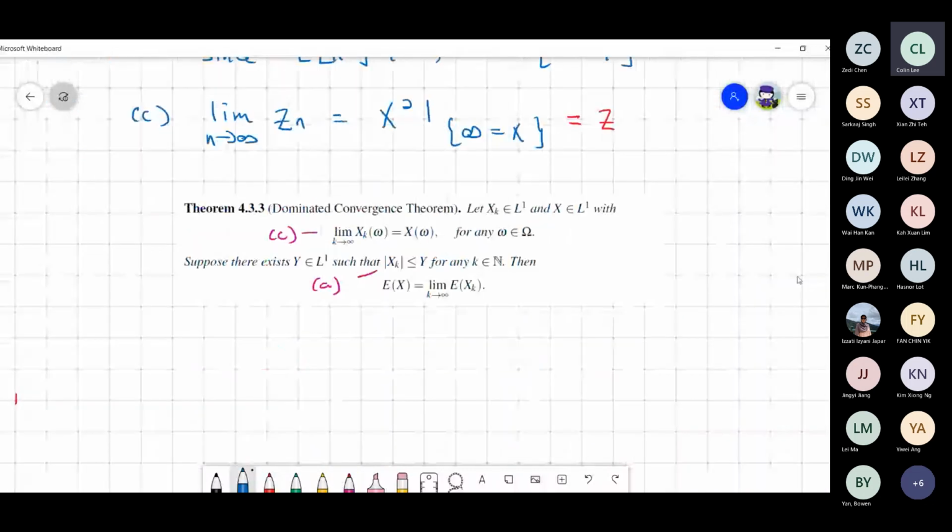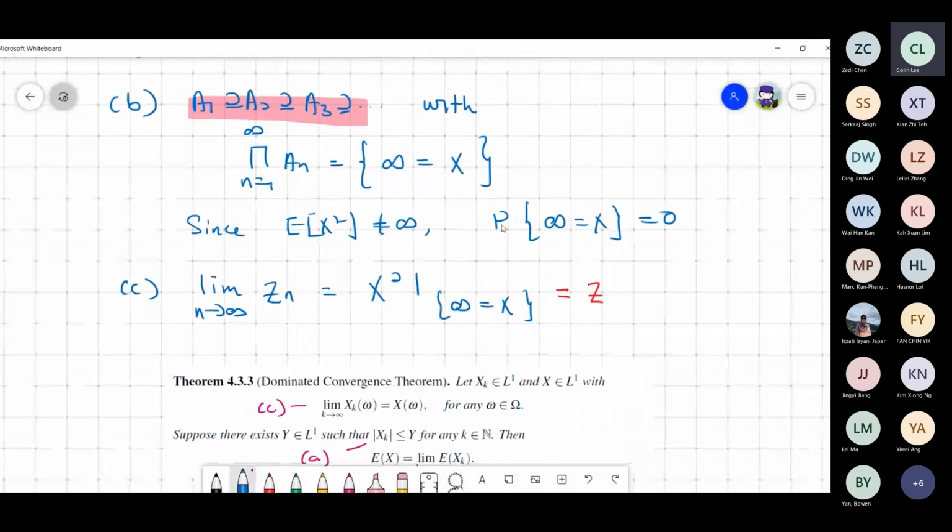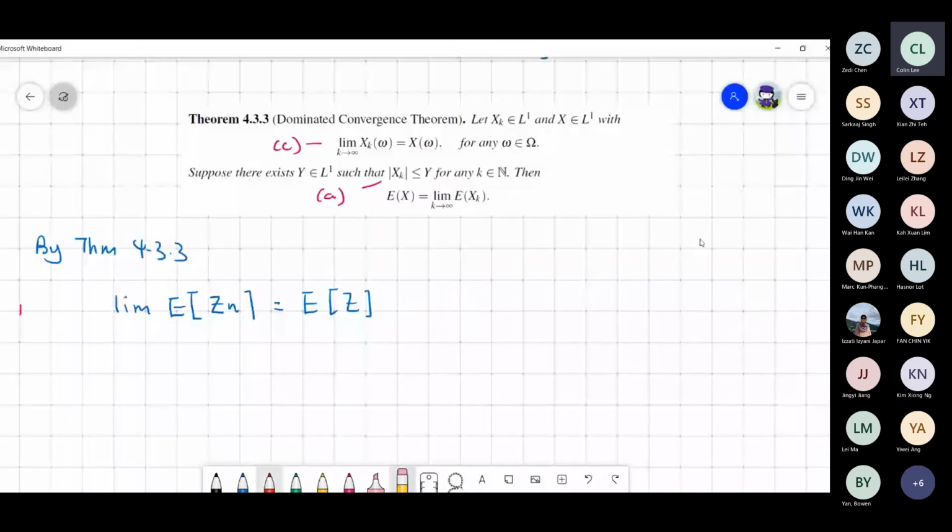So we can get this by theorem 4.3.3. We can see the limit of E of Z_n is equal to E of Z. Because the probability is 0, this will be equal to 0. So this is actually the probability of x equal to 0, which equals P of Z equals x equal to infinity. So this equals 0 here.